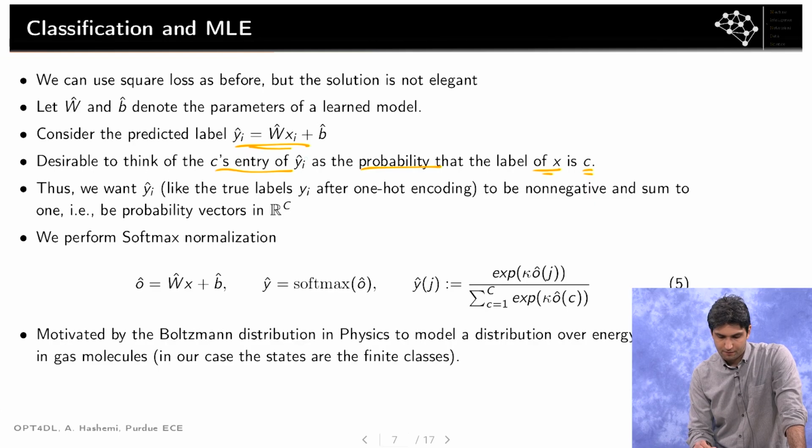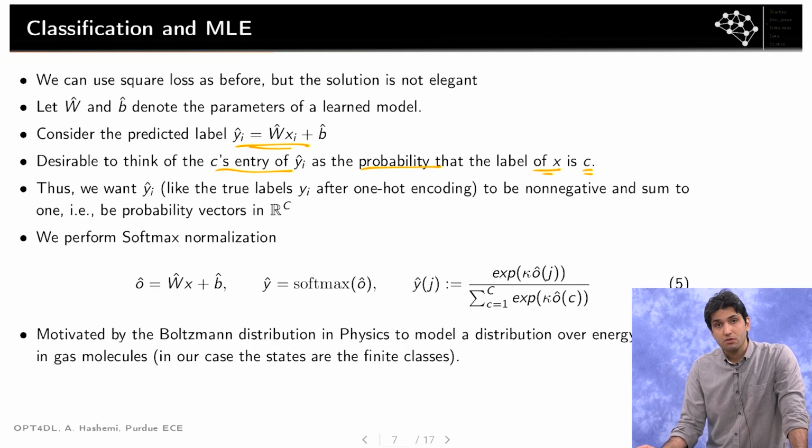I want the first entry of y hat to denote the probability that the image belongs to the first class, meaning the class of all cats. So it should be a very small number, near 0, if I have an image of a dog.